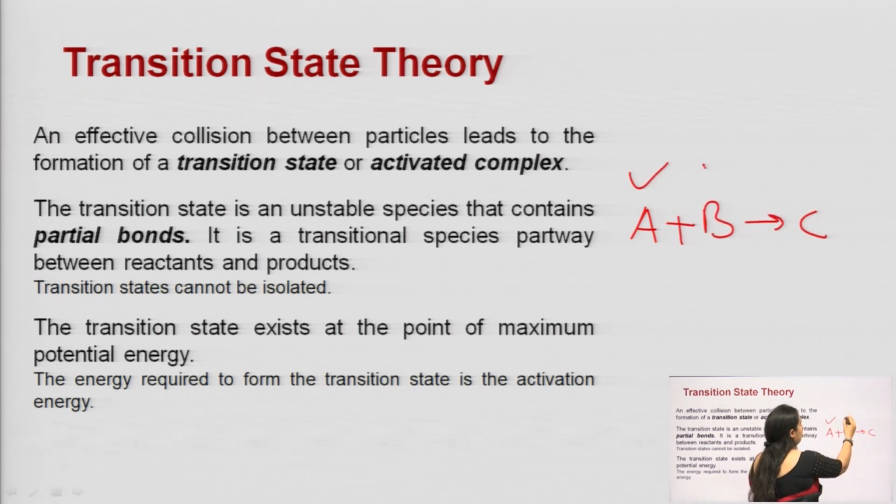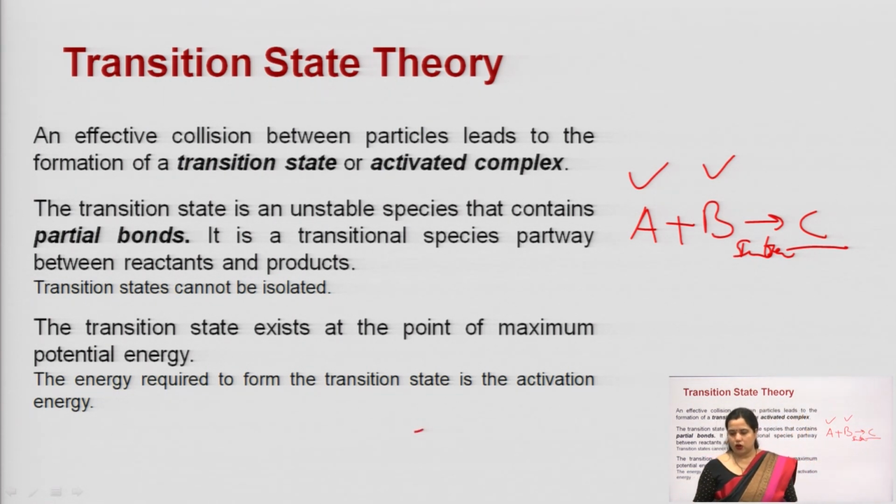So, particles of A and B must collide in order to give C. Maybe some intermediates may form during this transition. Generally we call it the transition state or activated complex. The transition state is unstable and C is the final product. In between there may be chances to form intermediates.